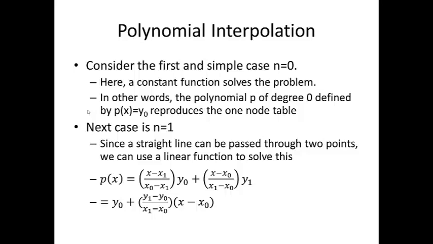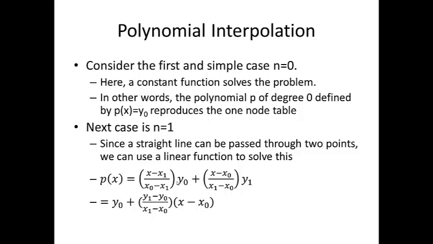The second easy case is n equals 1, and there we have 2 points, and 2 points determine a line, and we can use the linear function to solve this. The linear function is given by this formula for p of x here. The equation in the second table is of first degree at most and reproduces the table. This means that p of x0 equals y0 and p of x1 equals y1. It's pretty easy to verify that. And this is known as linear interpolation.